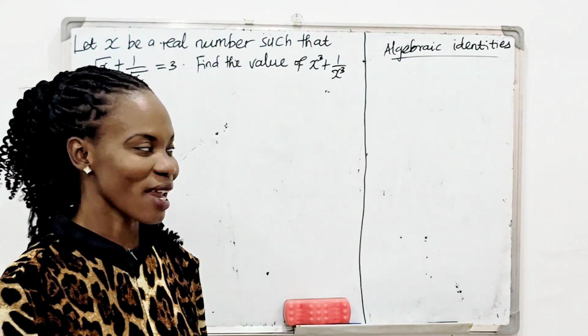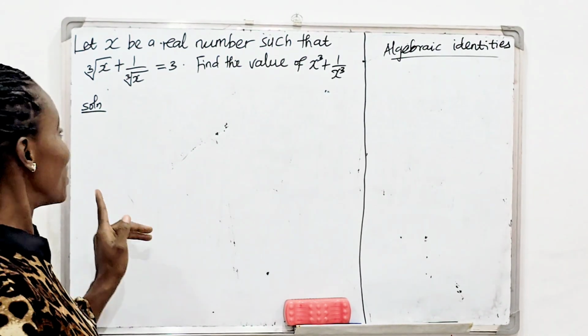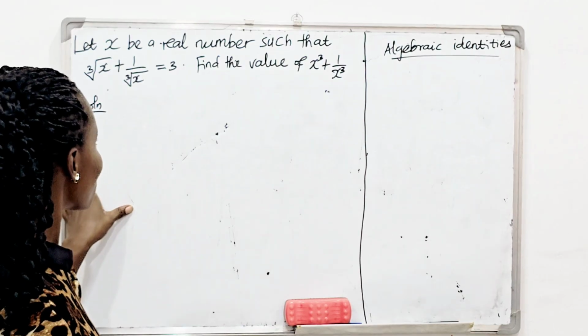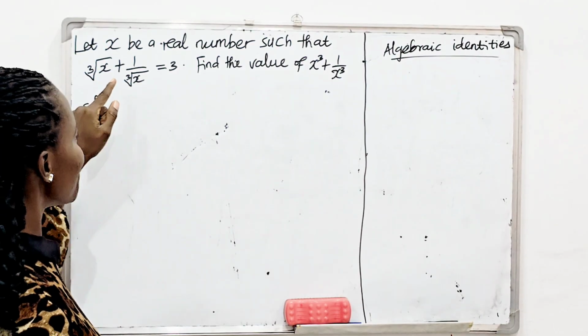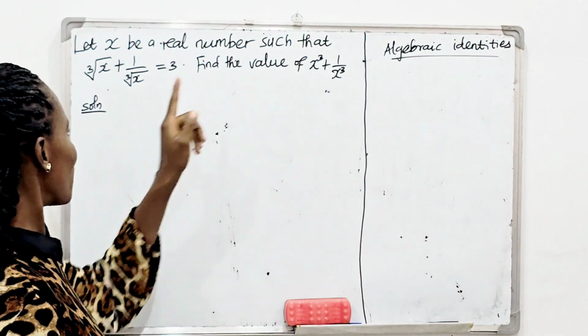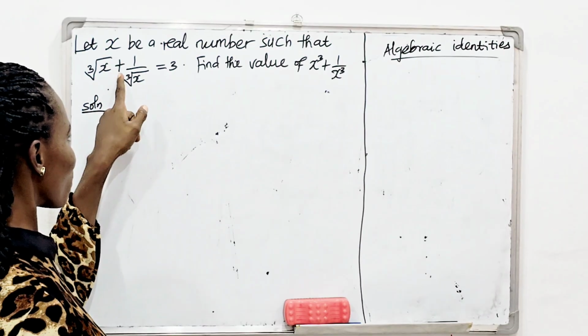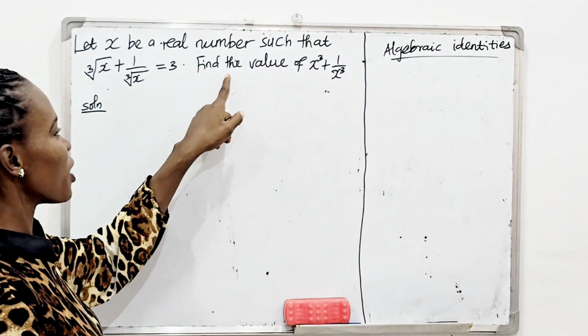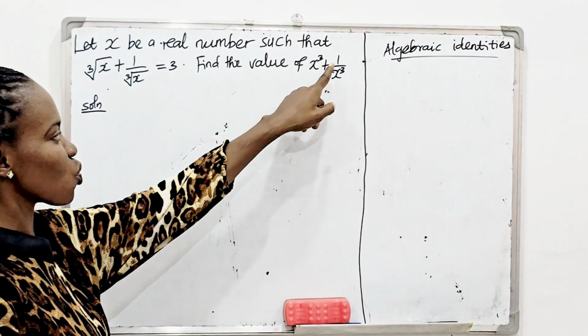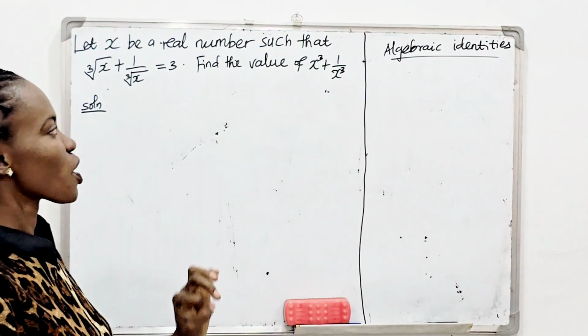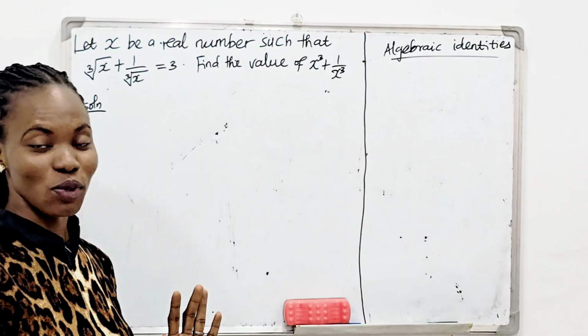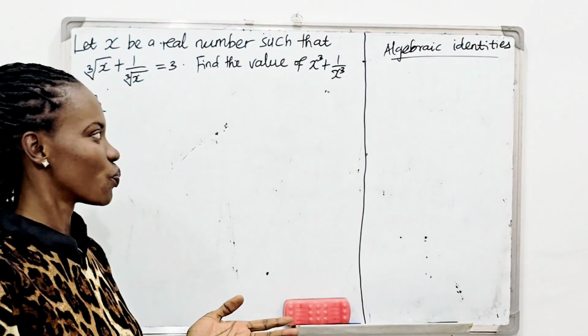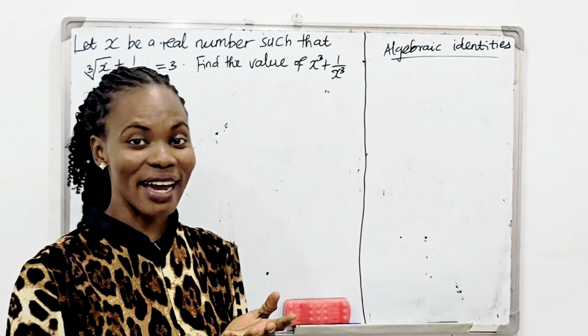Hello, welcome to class. In this video, we'll be answering this question. Let x be a real number such that cube root of x plus 1 over cube root of x is equal to 3. Find the value of x cubed plus 1 over x cubed. Before we answer this question, there are some things we need to know, and they are algebraic identities.